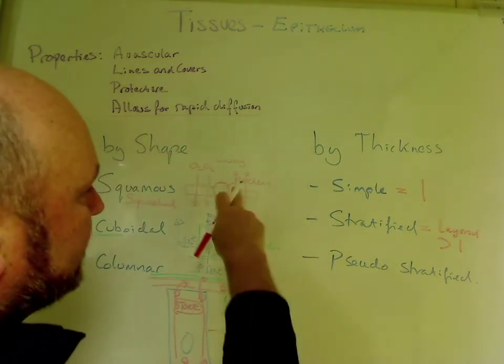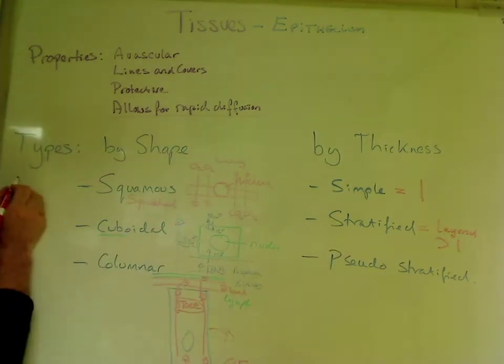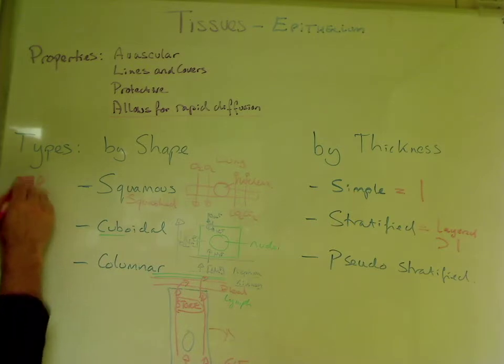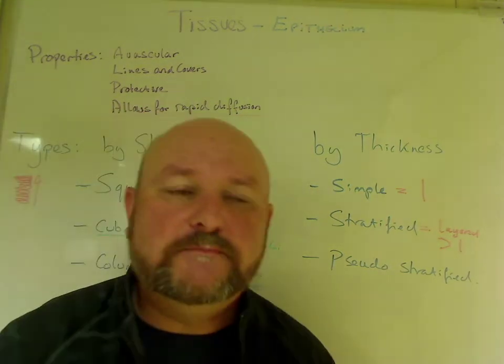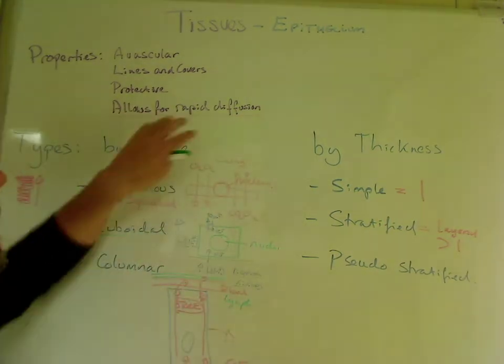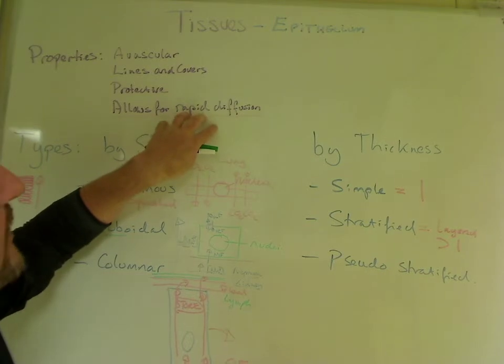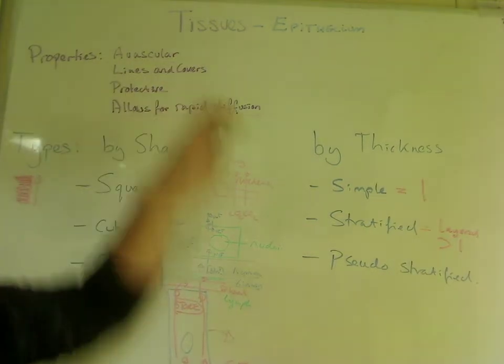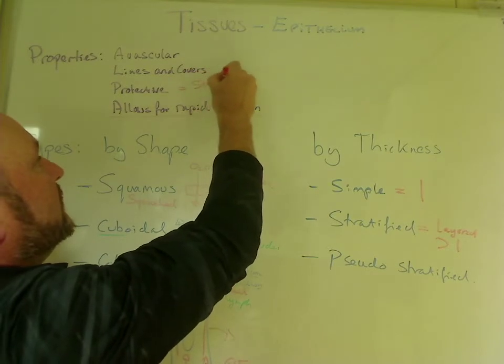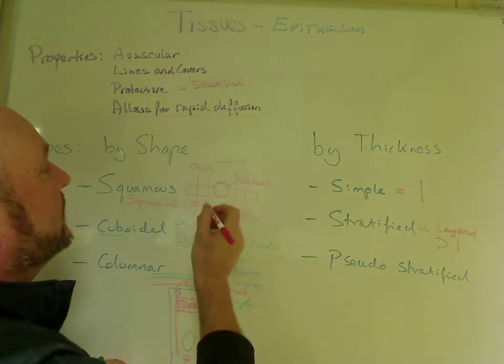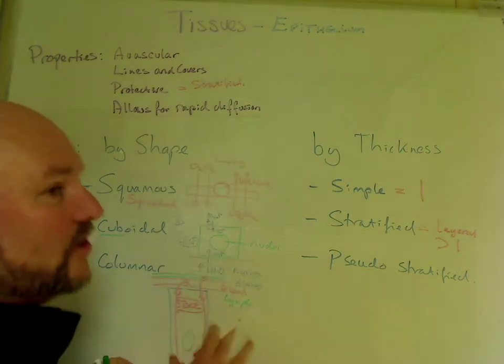So in a stratified squamous, I'll put it on this side, you'd have these flattened cells, but you'd have lots and lots of them. So you're building up a big barrier. So stratification of the layers immediately takes it from diffusion and active transport to protective. So protective really equals a stratified layer. There is some protection in simple layers, but it's not its main function.